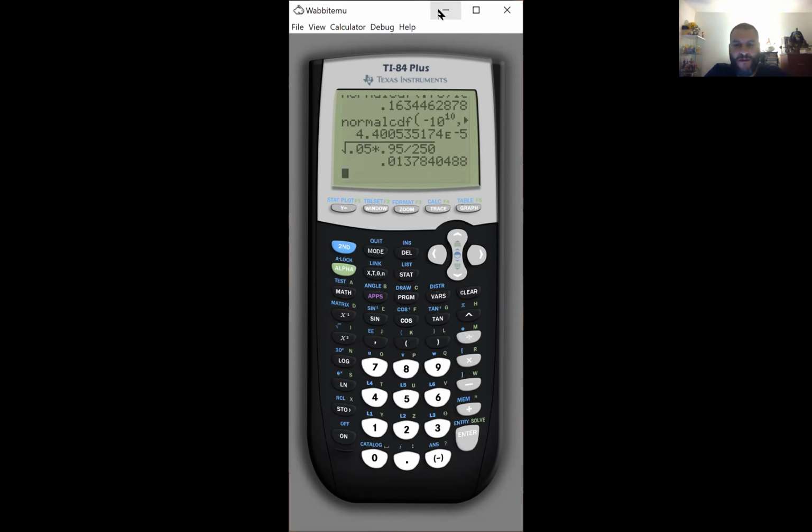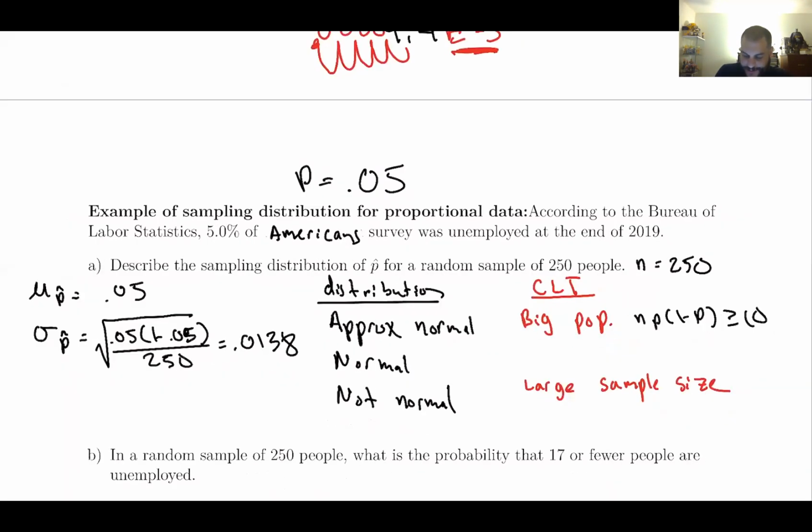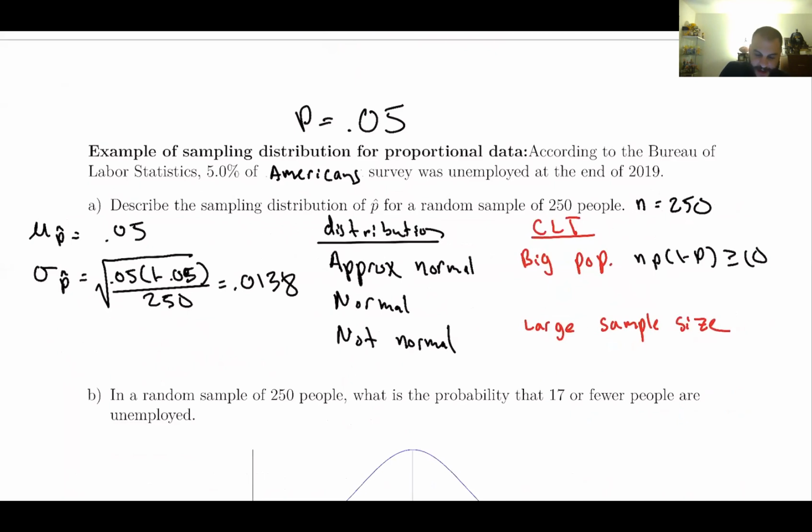Cool. So they don't tell us our distribution is normal. Since they don't tell us, we're going to have to use the central limit theorem to see if we can say our distribution is approximately normal. Let me switch over to my notes. We already know it can't be exactly normal, so it's either going to be approximately normal or not normal.